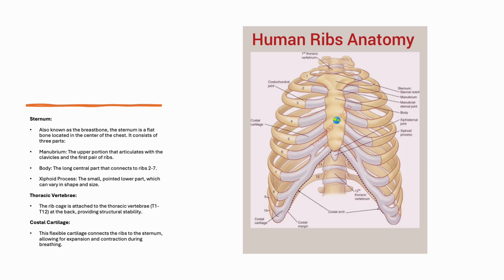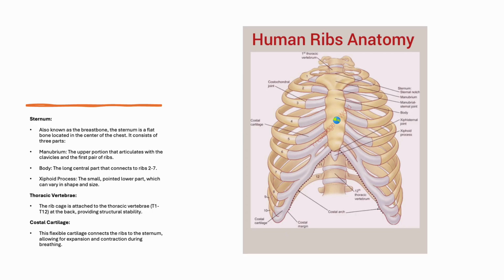The sternum, also known as the breastbone, is a flat bone located in the center of the chest, anterior side of the chest. It consists of three parts. We have the manubrium, which is the upper portion that articulates with the clavicles and the first pair of ribs. We have the body, the long central part that connects to ribs 2 to the 7th pair. The first pair is articulated by the manubrium. Then the body articulates pairs 2 to the 7th pair of the ribs. The xiphoid process is the small pointed lower part, which can vary in shape and size.